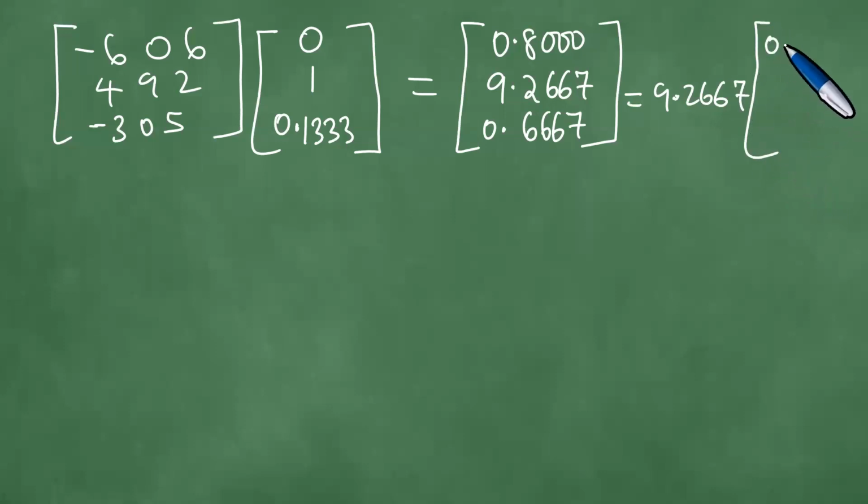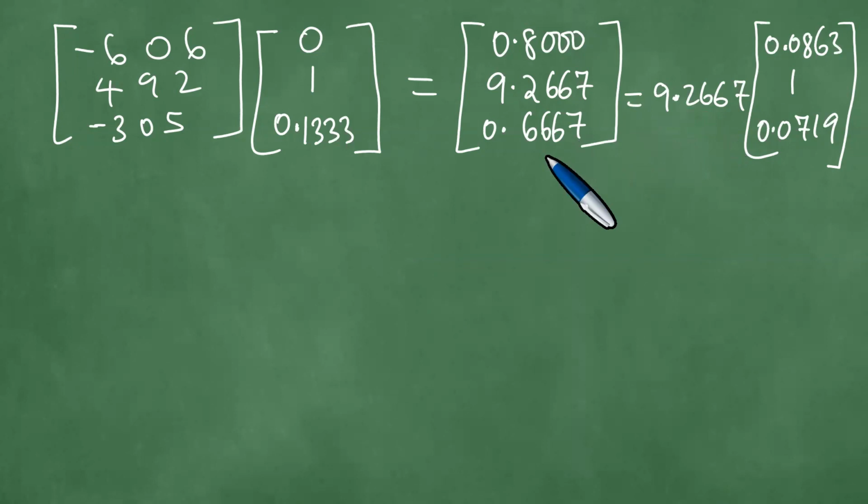Which is 0.0863, 1, 0.0719, like this. Next.